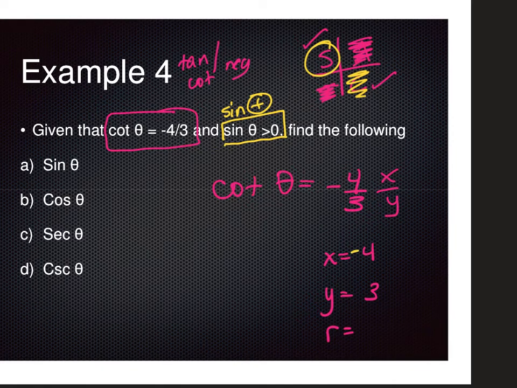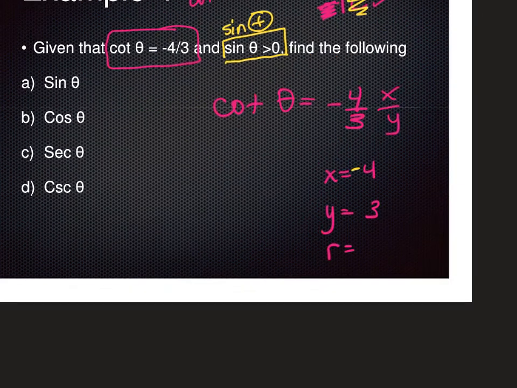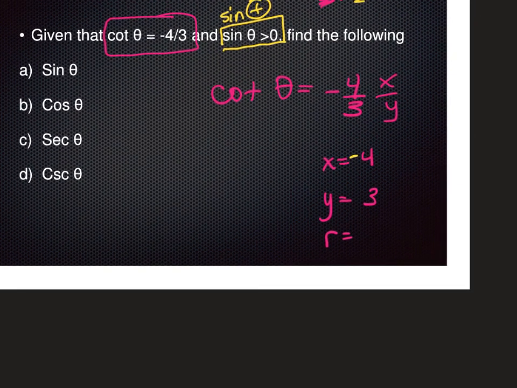The X value is negative and the Y value is what? Positive. Now, some of you would say, well, the negative was in front of the 4 to begin with. Guys, just because the negative is out in front doesn't mean it automatically goes with the top number. So you have to figure that out. So to find R, we know how to do this now.